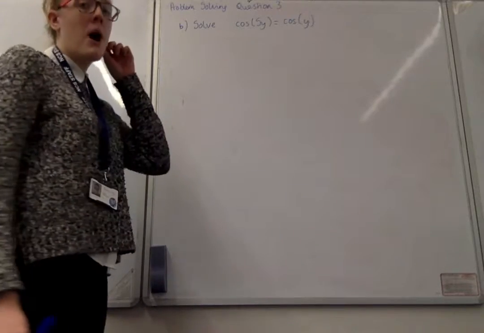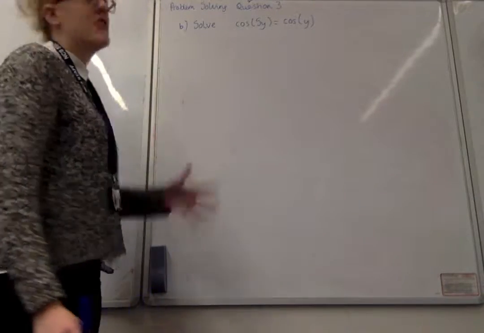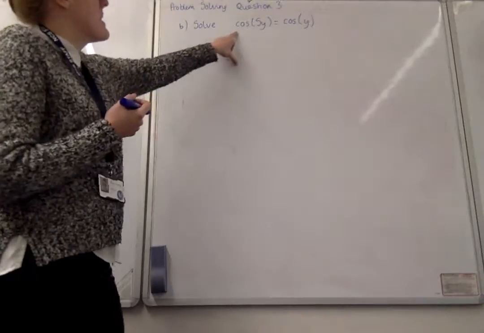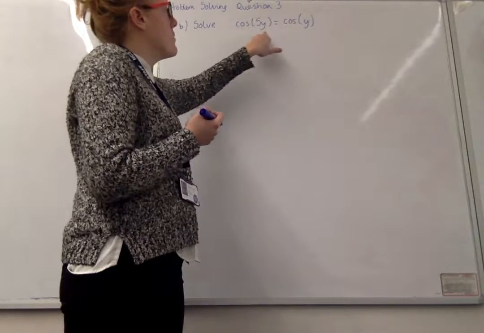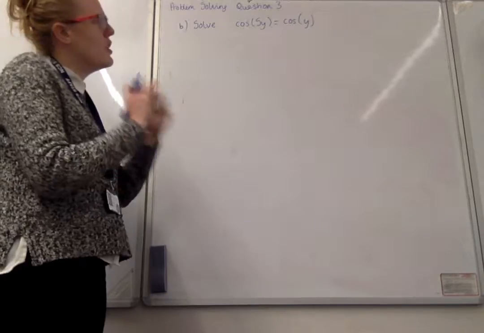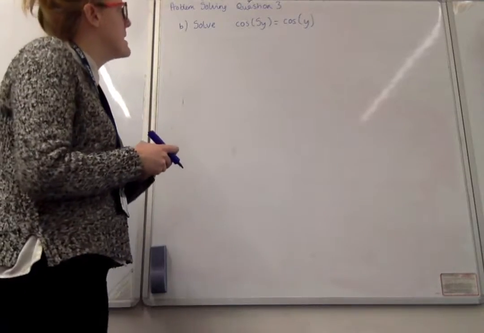So now we're going to look at part B of the same question. It weirdly didn't really link at all, so we're just going to treat it in its own entity. So I'm asked to solve cos of 5y is equal to cos of y, okay? So it looks quite straightforward, but it's actually a lot more in-depth than we think.